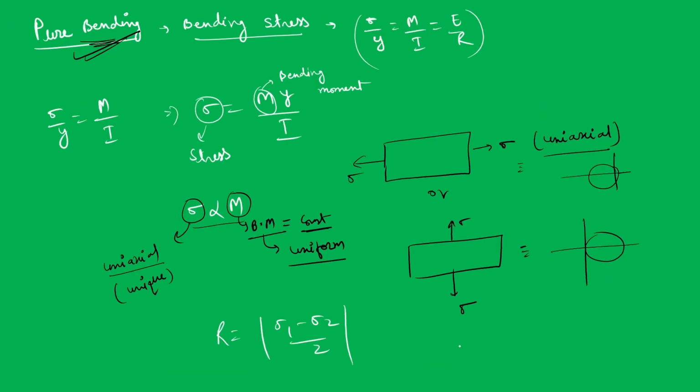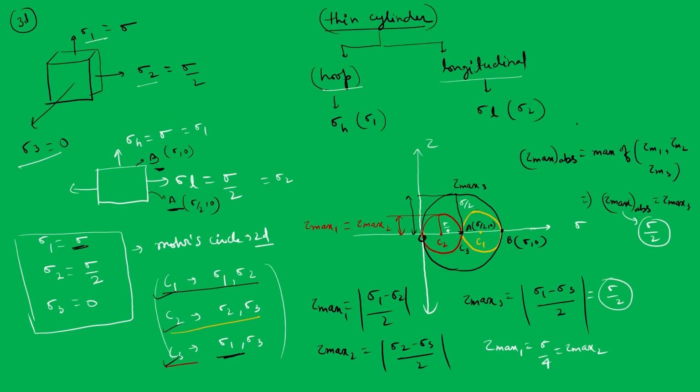And how can we calculate the center? You already know the center. How can you calculate it? Sigma x plus sigma y by 2 comma 0. So this is how you will calculate the center. So you can again calculate the center, sigma x plus sigma y by 2 comma 0. So this is how it is.